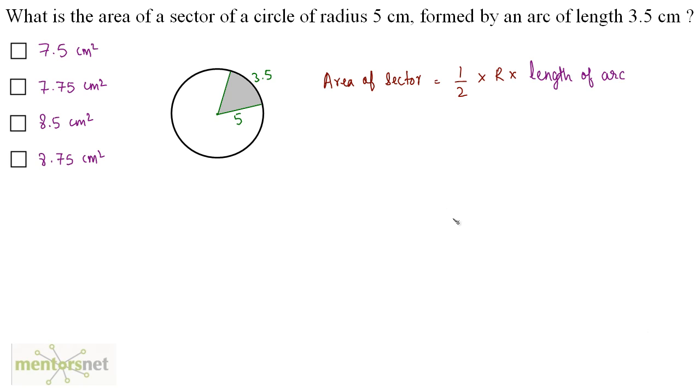It's half into the radius into the length of the arc. So we know the radius, that's 5. So half into 5 into the length of the arc, which is 3.5. Right? 3.5 times 5 gives you 17.5 divided by 2. And if that is again divided by 2, you get 8.75. This will be in centimeter square. So we have option D as the correct answer.